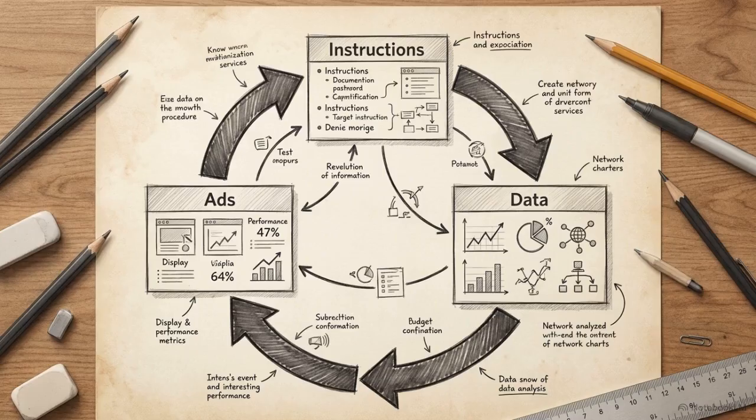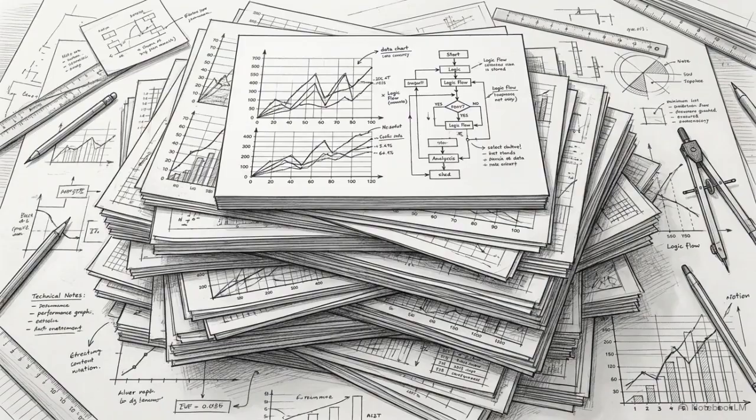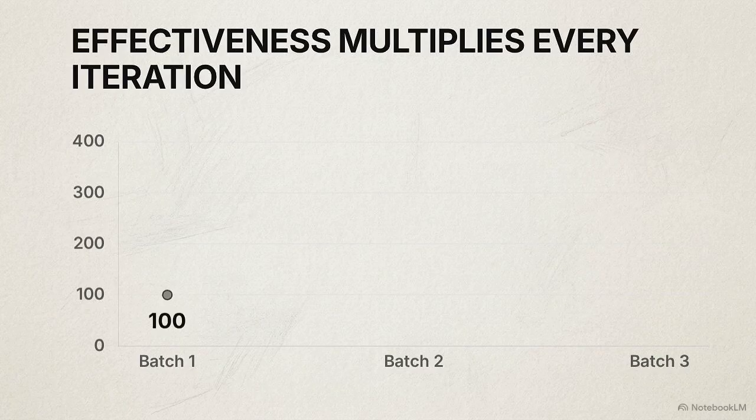This setup automates your workflow, but its true value is the feedback loop. By returning real market data to the instructions, the AI agent stops making assumptions and mathematically improves the effectiveness of its output with every new iteration.